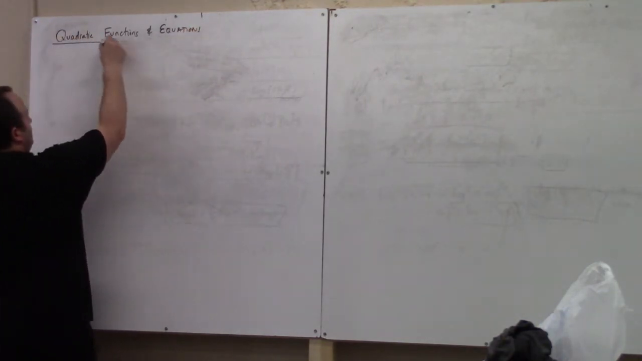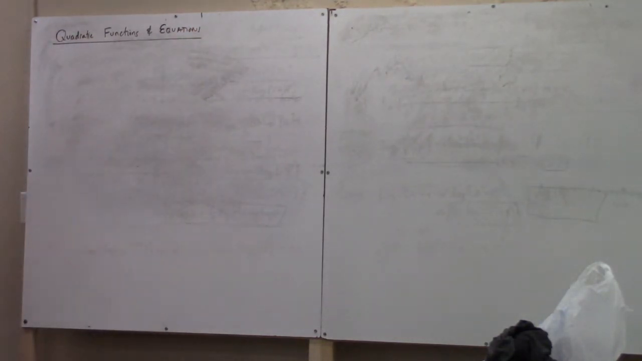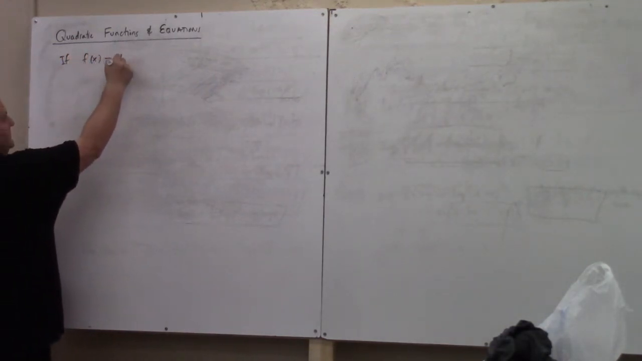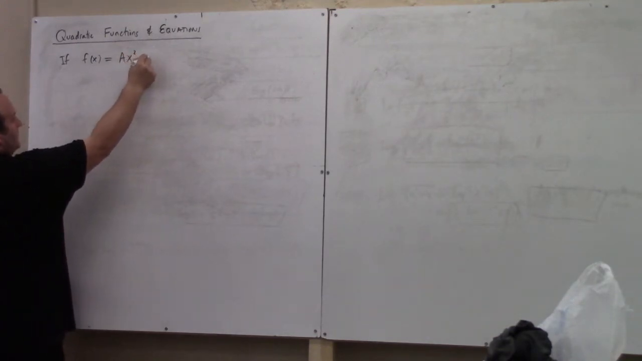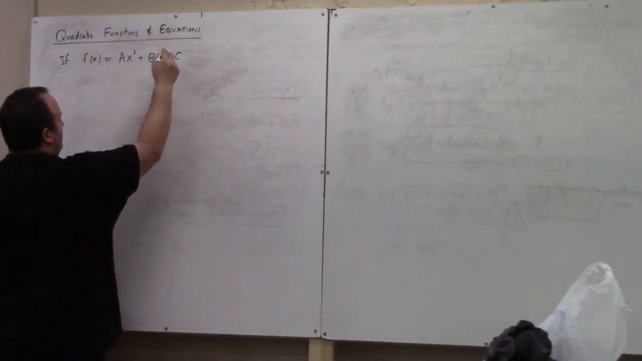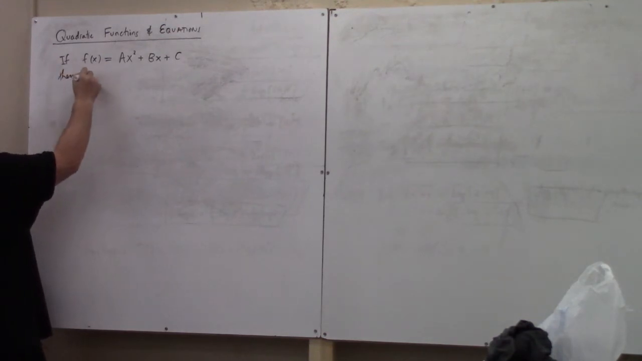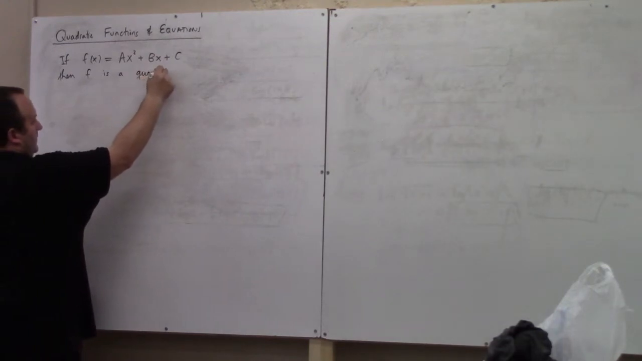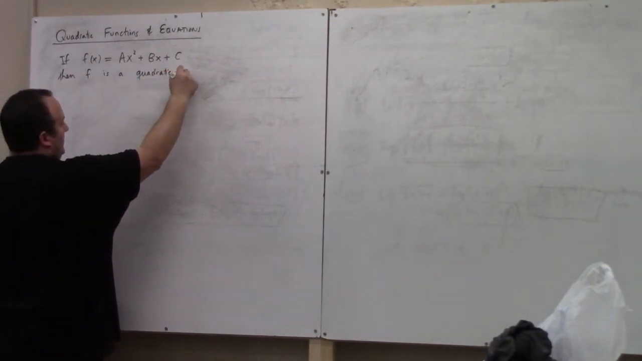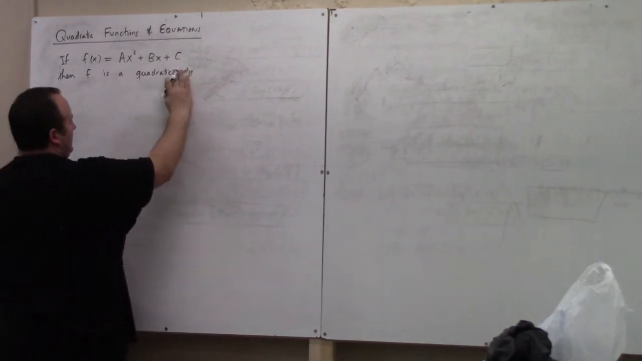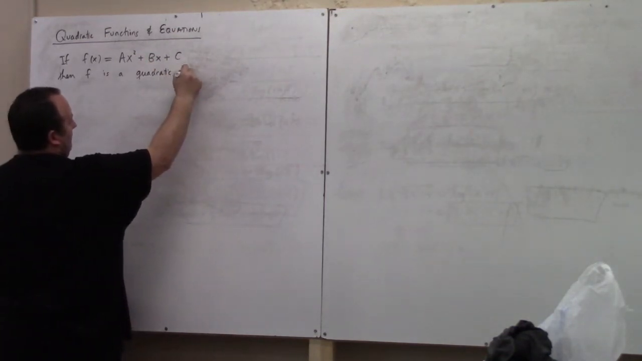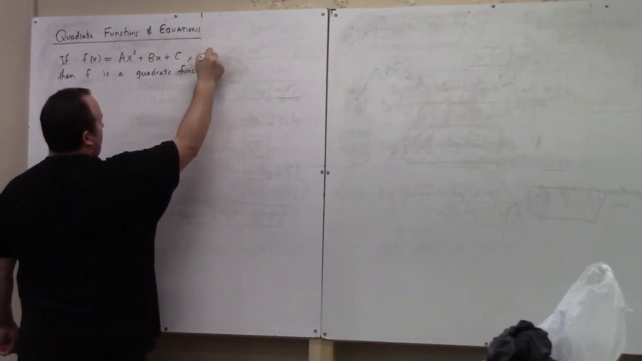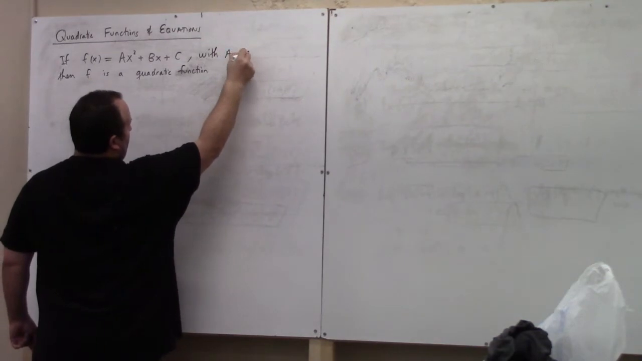So let's just explain what happens. If f of x is equal to ax squared plus bx plus c, then f is a quadratic polynomial function, or we usually just say quadratic function. And there is a condition here: a not equal to 0, right?